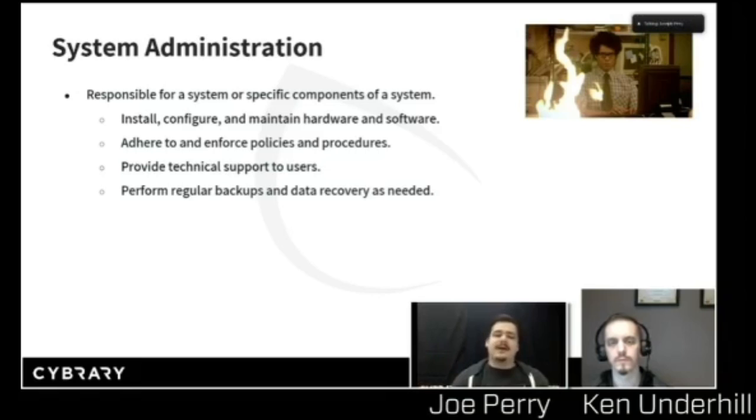And then, of course, you're going to provide regular backups and data recovery. Disaster preparedness and disaster recovery is very much a major job of sysadmins. It's something that the incident responders Ken will talk about later help with and are involved with as well. But when we're talking about disaster preparedness and continuity operations, it's all sysadmin.